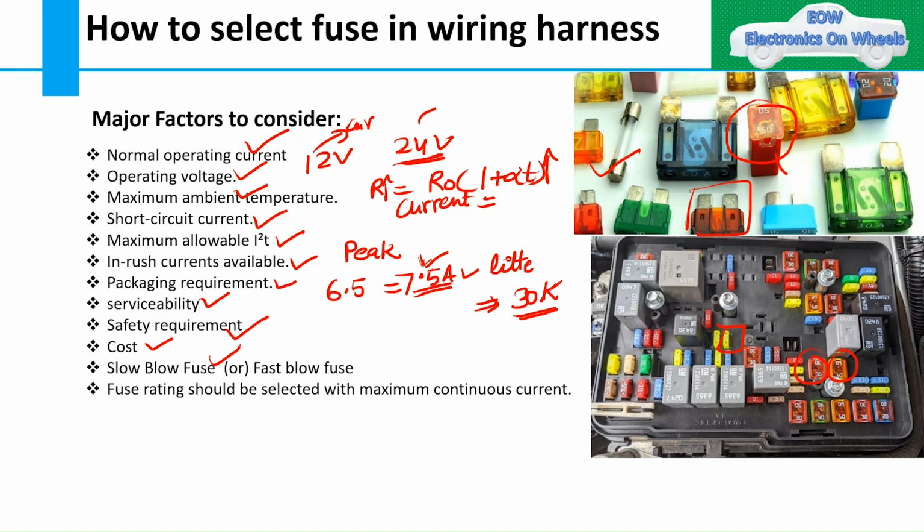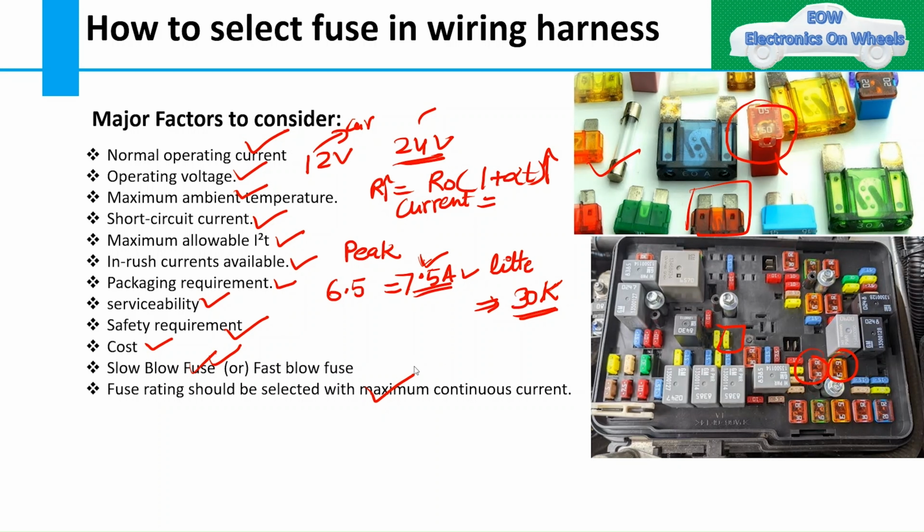Then what type of fuse you are going to select, blow fuse or slow blow fuse. All these things depend on, as I told, the inrush current or the peak current or the transient current. So based on these factors you have to select this. Then the fuse rating should be selected with maximum continuous current. This is already understood. So all these factors you have to consider when you are selecting the fuse.